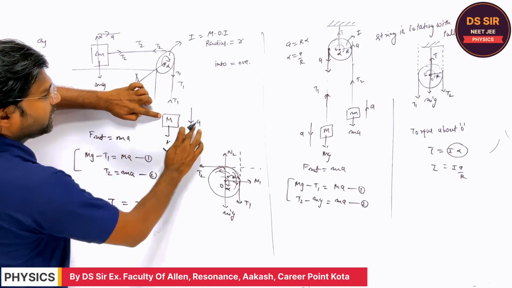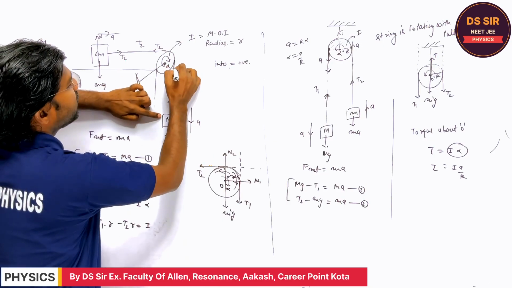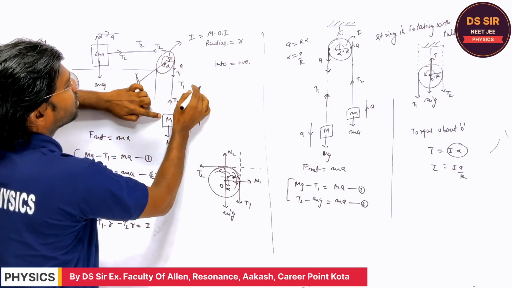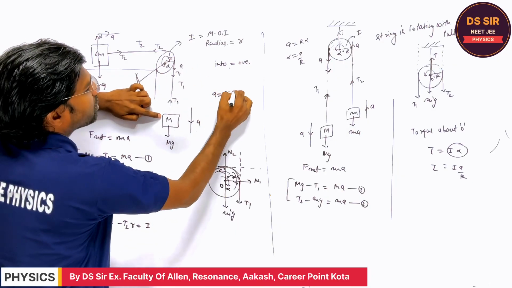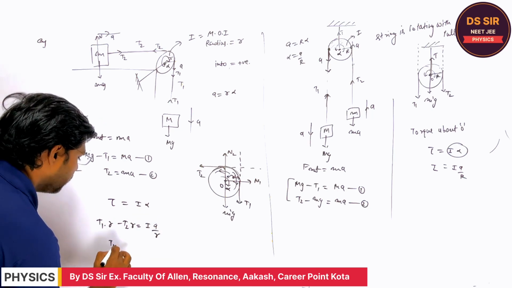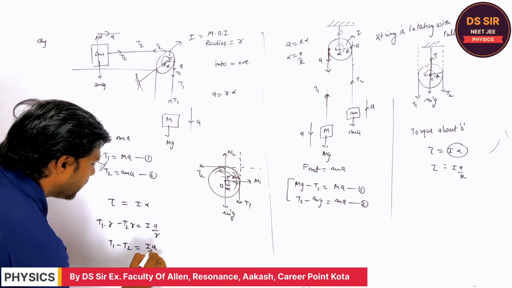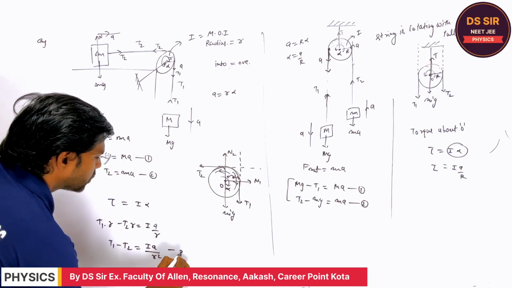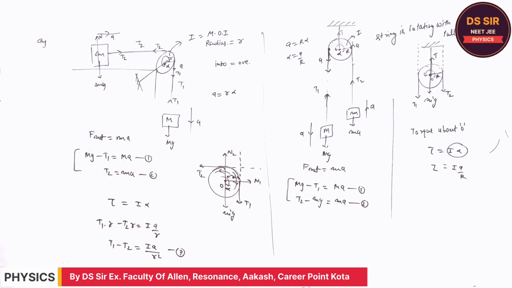But we have this is the A. Listen, if this is the acceleration A and this is R, what is the relation? A is equal to R alpha, right? So alpha is equal to A by R. So T1 minus T2 is equal to I A upon R square. Equation number 3. Are you getting or not?